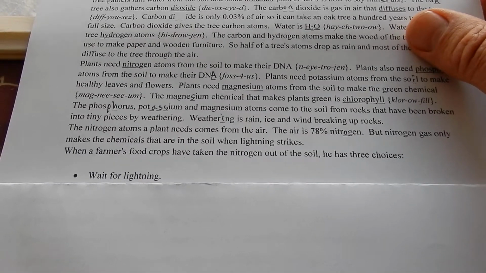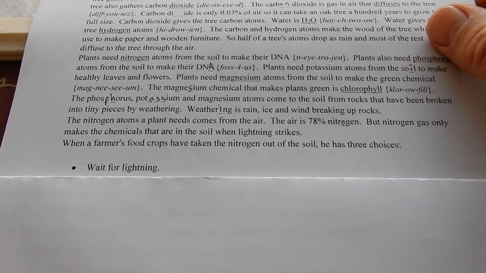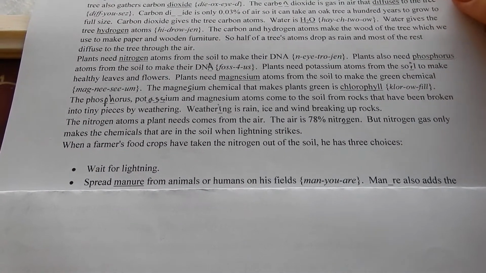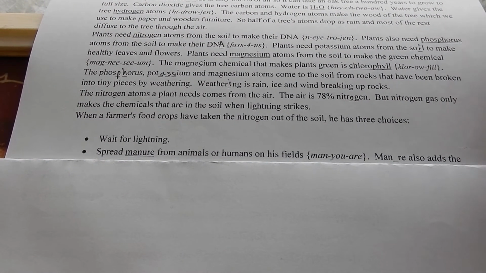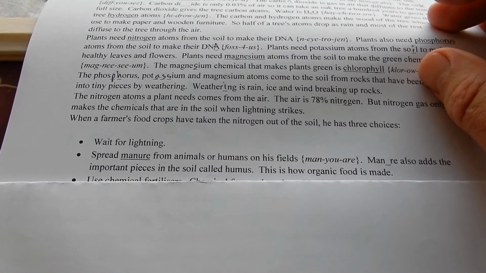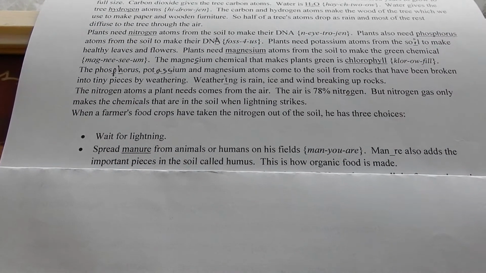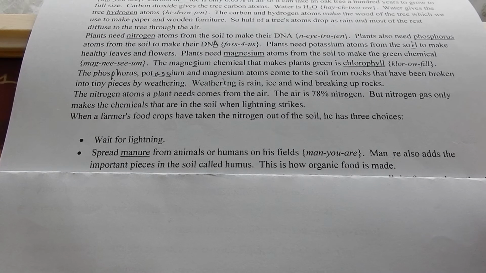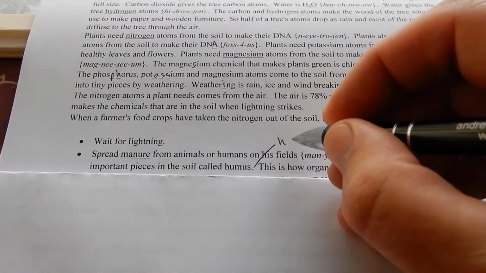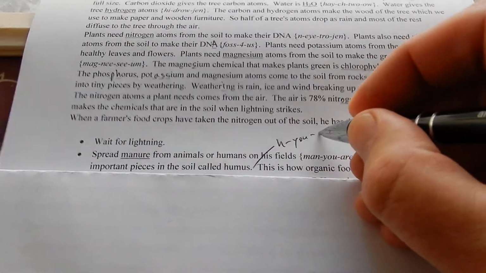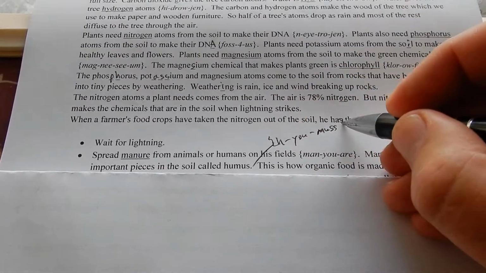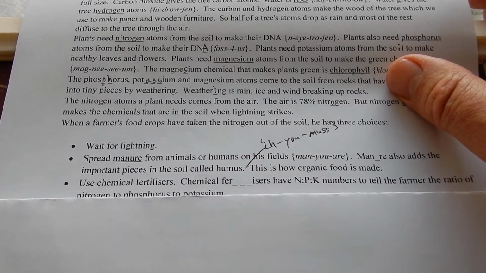When a farmer's food crops have taken the nitrogen out of soil, he has 3 choices. One: wait for lightning. Two: spread manure from animals or humans on his field. Manure also adds the important pieces in the soil called humus. This is how organic food is made.